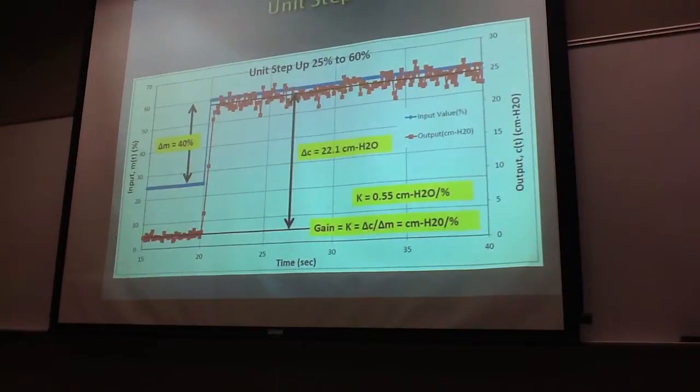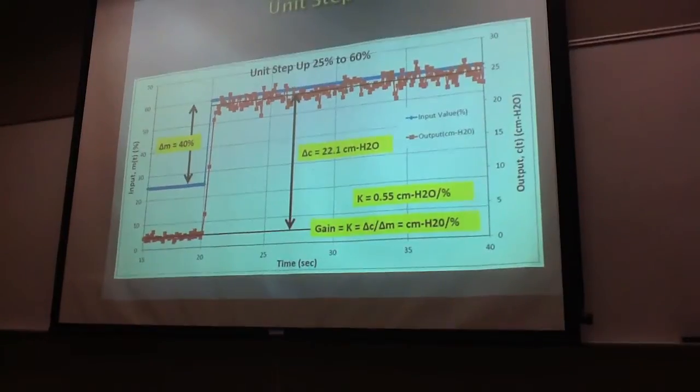In the next diagram, we examined the unit step in both directions, up and down. In each of these controlled trials, we examined our delta M, delta C, and our gain, represented by the variable K. Delta M is a step in either the positive or negative direction. Delta C is the step of the output measured in centimeters of water. The gain is calculated by dividing delta C by delta M. In this example, we found our gain to be 55% for an initial value of 5% of power and a delta M of 40%.